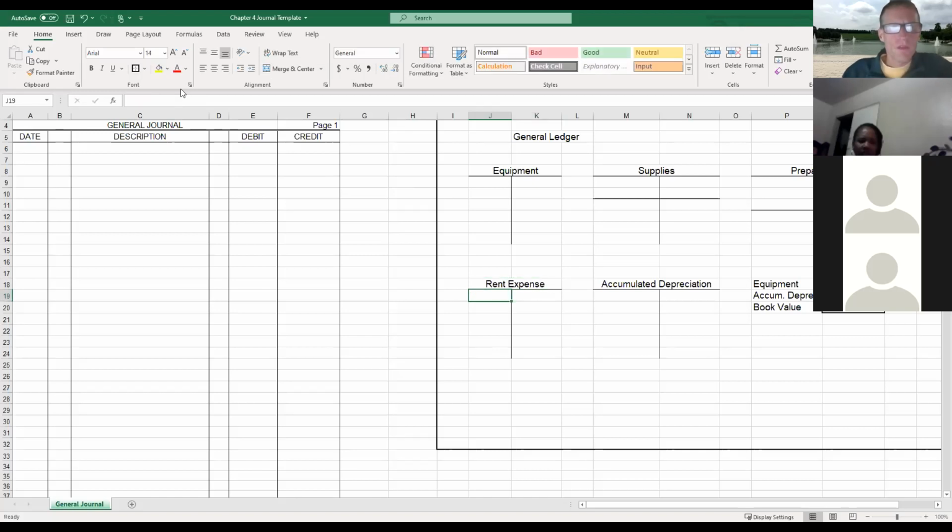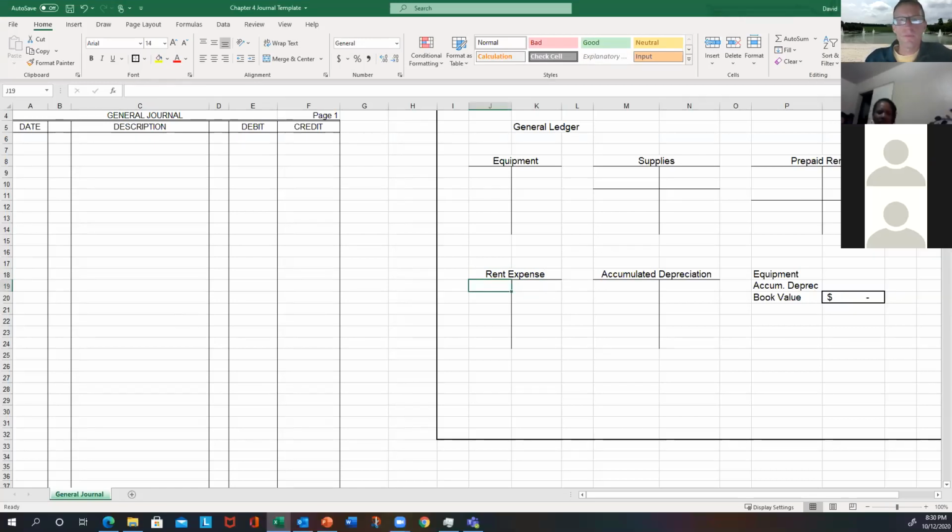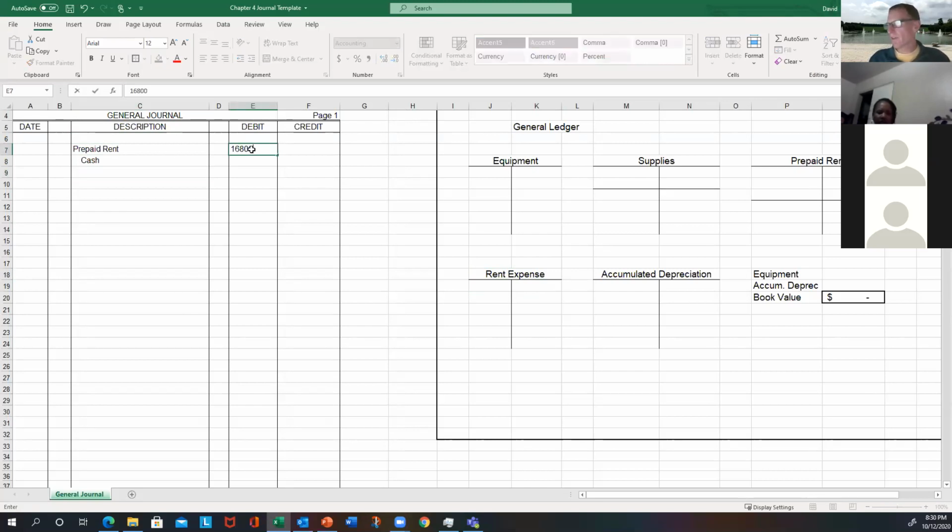All right. So they bought it. It's $16,800. This was on June 1st. So if we were in our journal, which I believe I got it out, okay, we would say, of course, debit prepaid rent, credit cash for $16,800. Now, no, this is not the adjusting entry. This is just the original transaction that's going to cause us to have an adjustment later on.